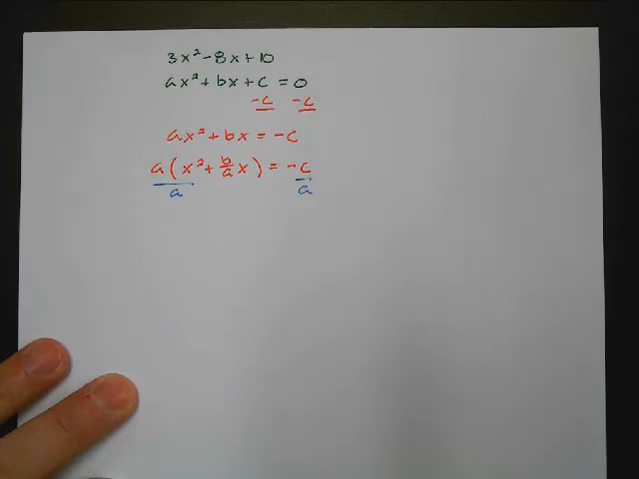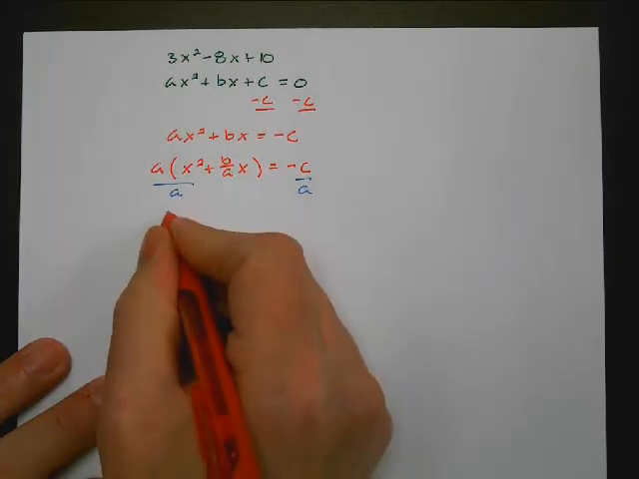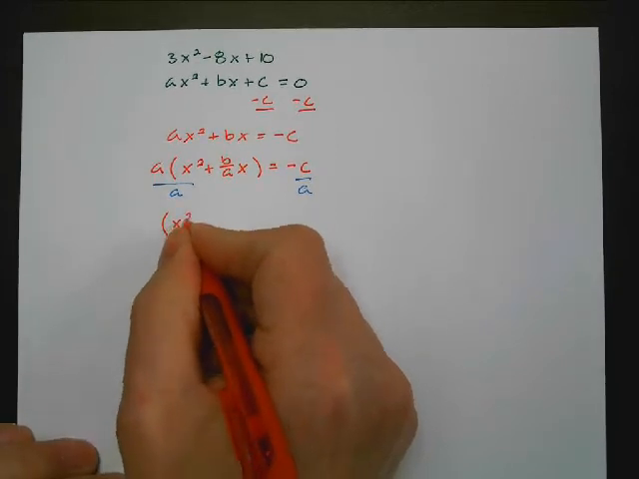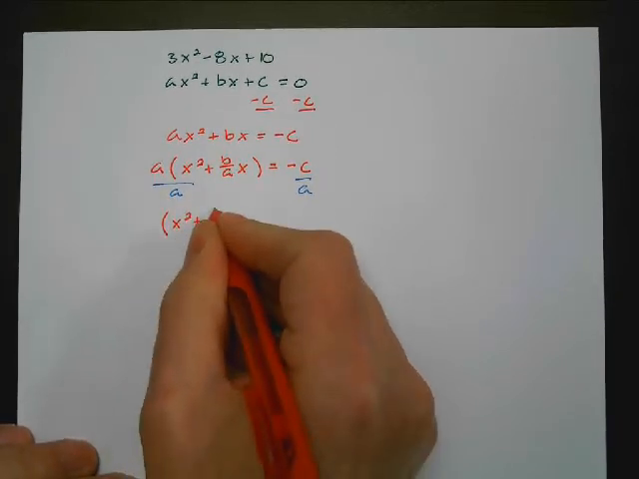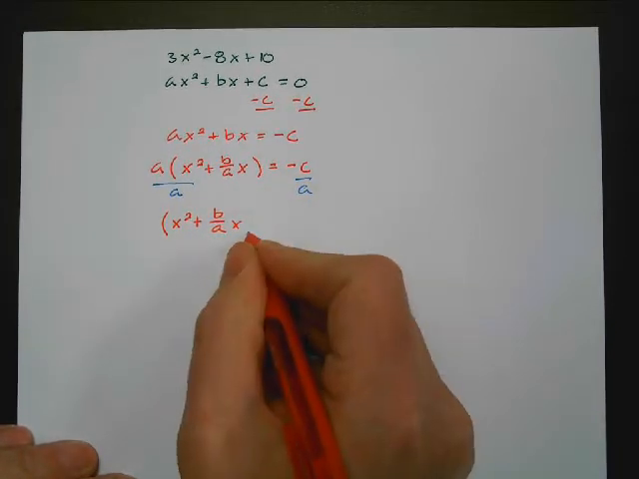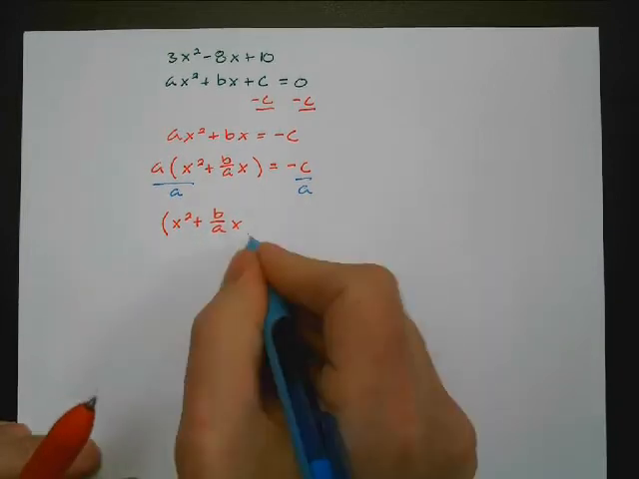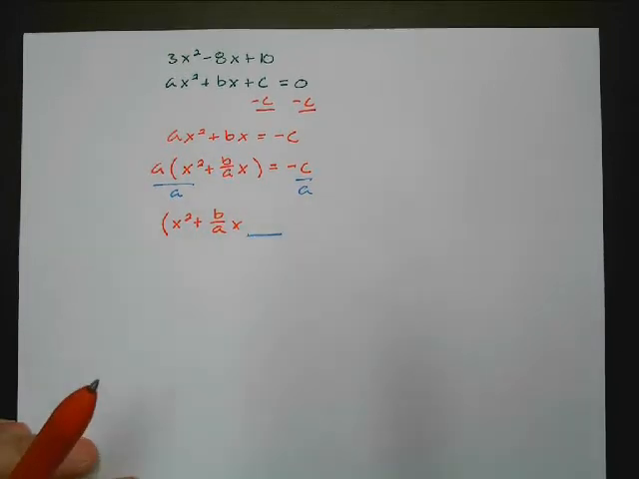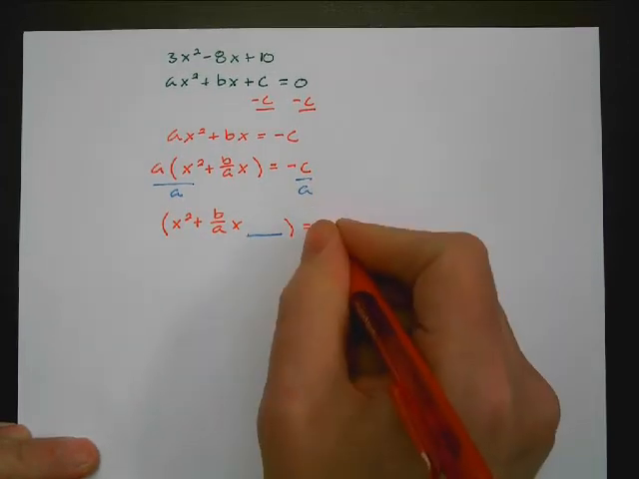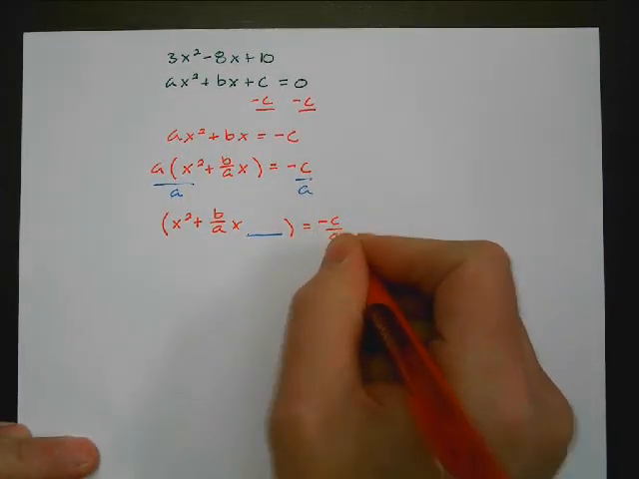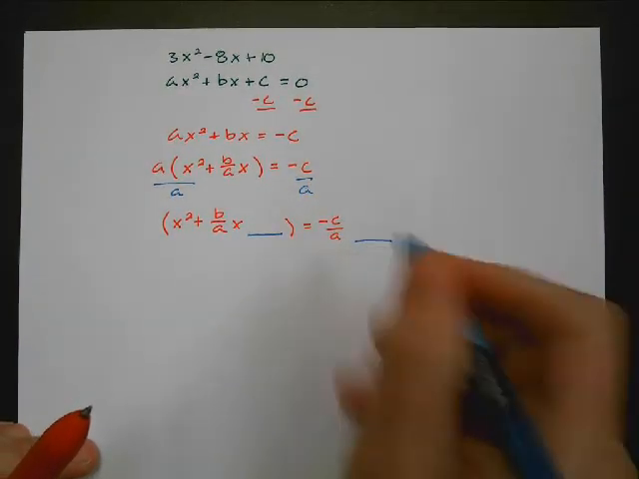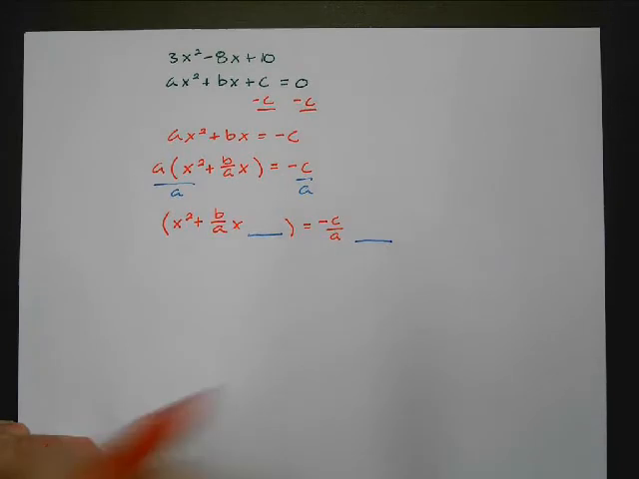And then here's what I've got. I've got x squared plus b over a x. I'm going to leave a blank right here because I'm going to complete the square. Equals negative c over a. I'm going to leave a blank right here because I'm going to complete the square. All right, now it's time to complete the square.